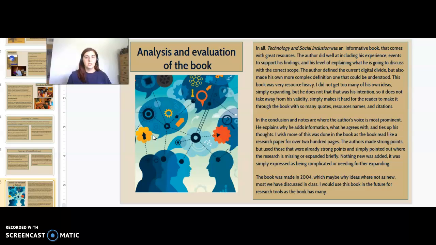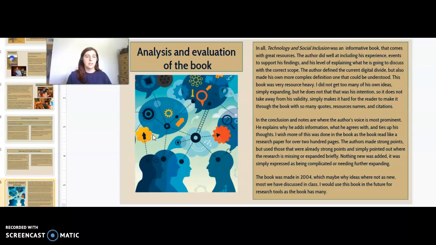In the conclusion and notes section, that's where we see the author's voice. He explains the information, he adds on any thoughts that he thought were more relevant and that needed ties. I do wish this was done more in the book. I feel like it was just a research paper that I kept reading and reading, and it had lots of citations that were very distracting. It had great information, but you can't sit there and read this as an easy read. It wasn't an easy read. It definitely had a lot of findings, a lot of cases, and a lot of citations.